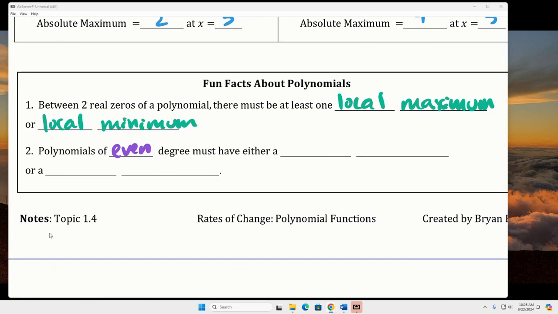So an even degree must have either a global maximum or global minimum. Now don't turn the page yet. We're going to go into a little more detail.